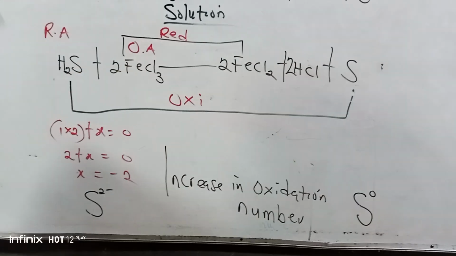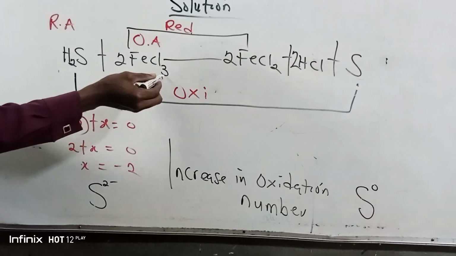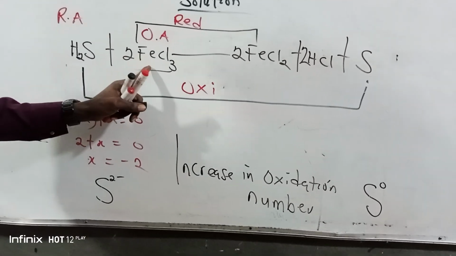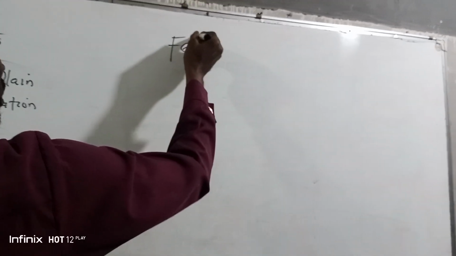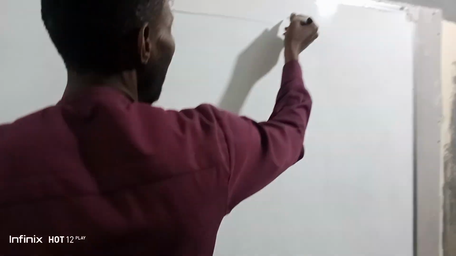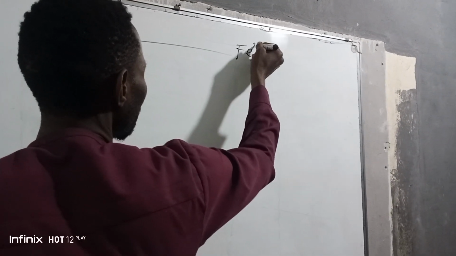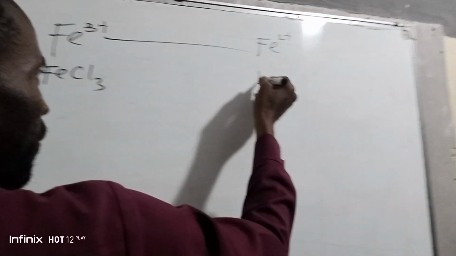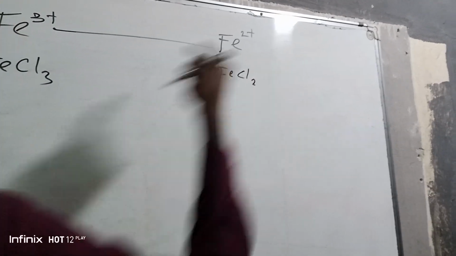Let us also take a look at iron 3 here. The iron 3 will have Fe3+. But in the product, we have iron 2, Fe2+. Permit me, here we have FeCl3, iron 3, and here we have FeCl2, iron 2.